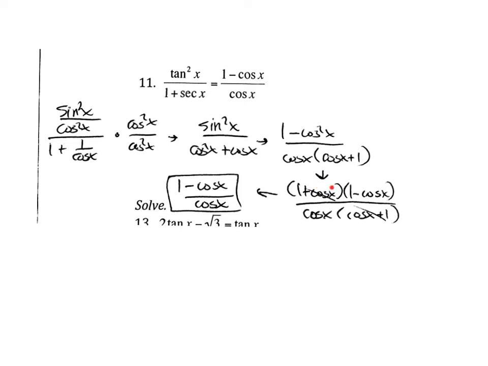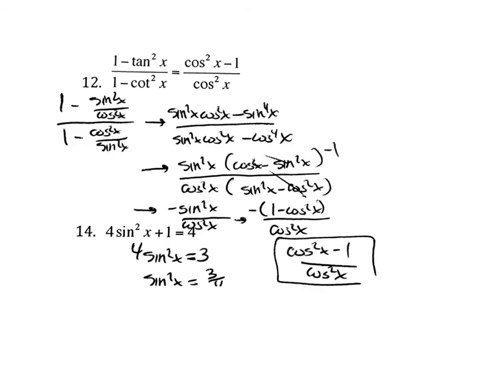So I factored to 1 plus cosine and 1 minus cosine, and once I did that, those cancel, which leaves me 1 minus cosine on the top and cosine on the bottom, which is exactly what I was trying to get. Oh, we didn't. Man, these just keep on going. We just did 12, didn't we? Let me go back and look. Okay, 12, more of the same.